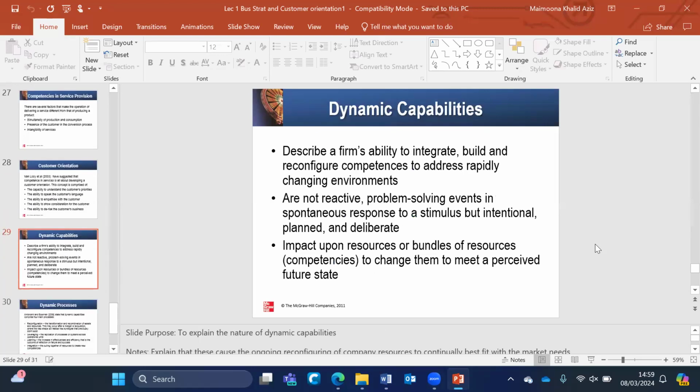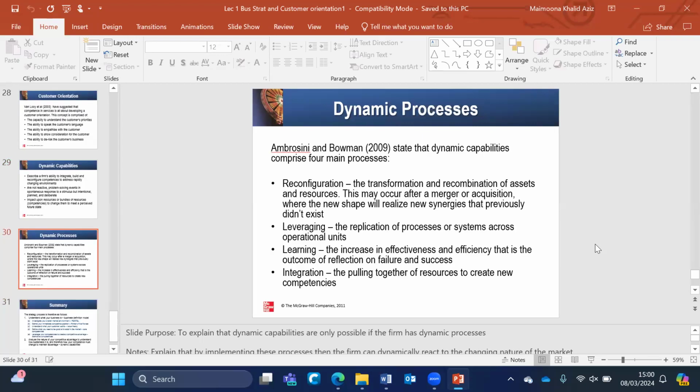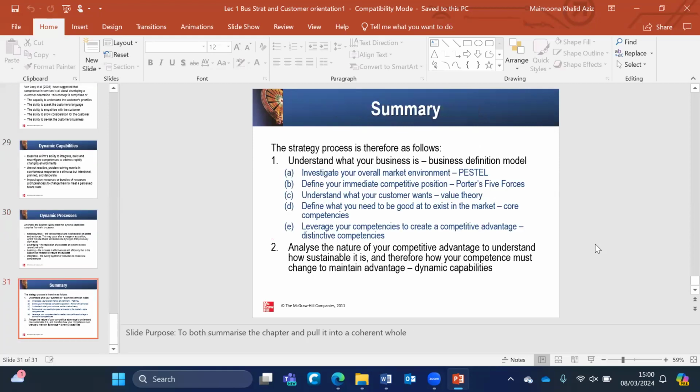Also, they're telling us that there's dynamic capabilities. That means a firm is able to integrate, build, and reconfigure competencies because the environment is changing so rapidly, they might need to do that. And they might need to focus on the dynamic nature of the market.